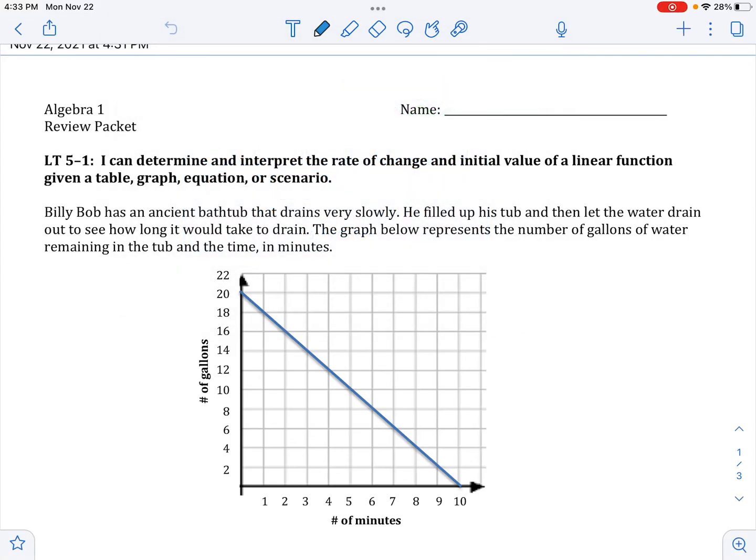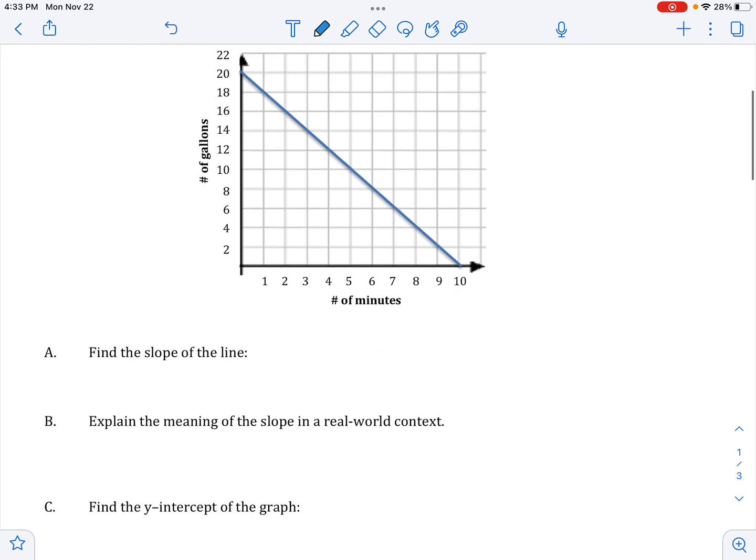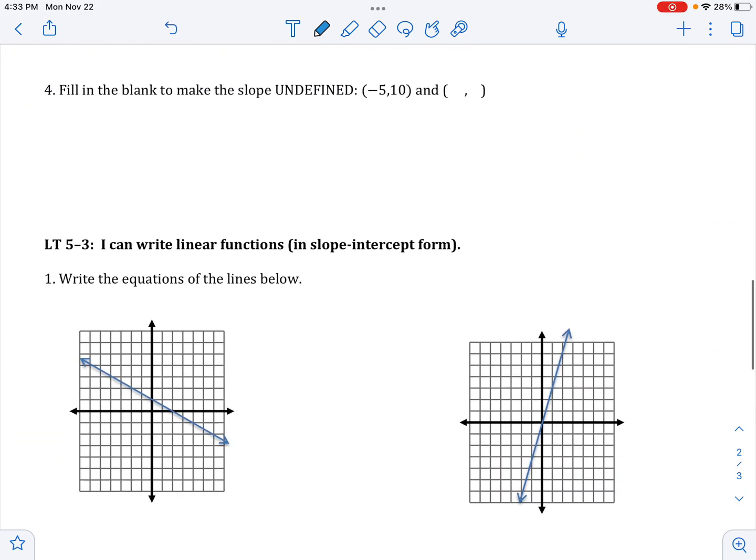So tomorrow we're taking a test and the topic is linear functions. I'm going to do two videos, one just simply about rate of change, which is target 5.1. And the second video is going to be on 5.3 about writing equations of lines. And this should actually say point slope as well.